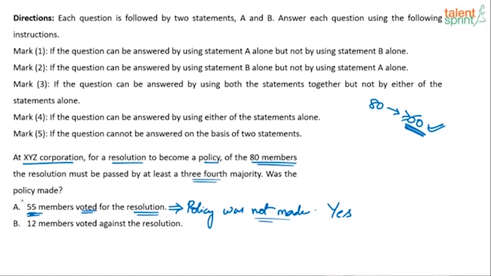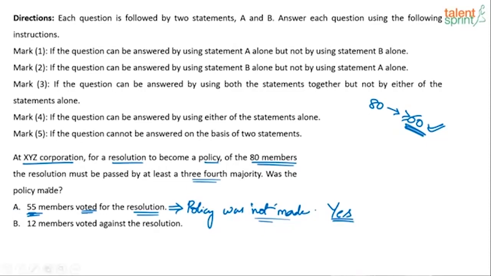Why do we mark that answer as A is not sufficient? Because we think the policy was not made. This 'not' is a dangerous word here. Because the policy was not made, you mark the answer as option A not sufficient. But understand that option A is sufficient. Yes, statement A is sufficient to mark the answer to this question.